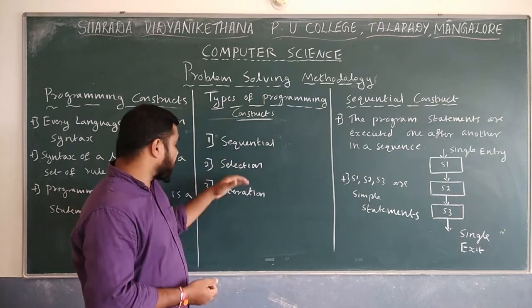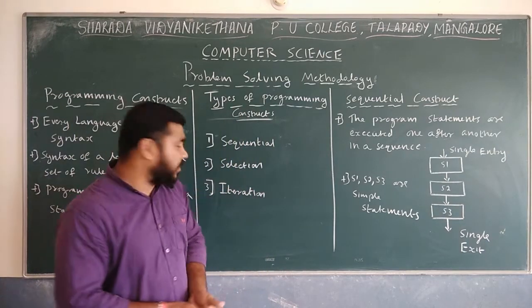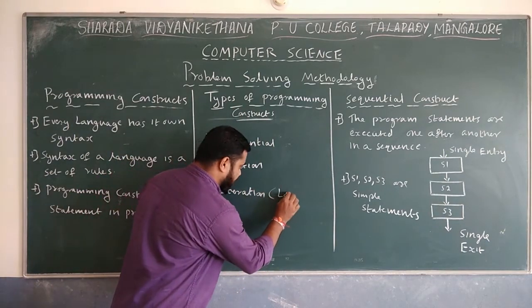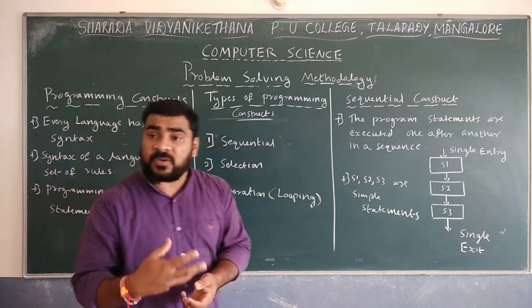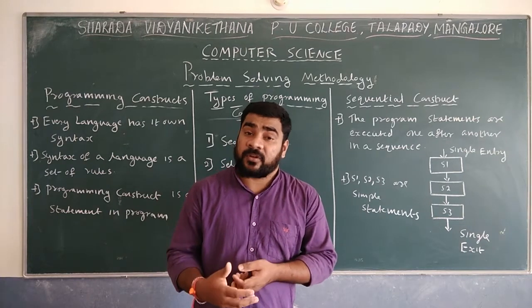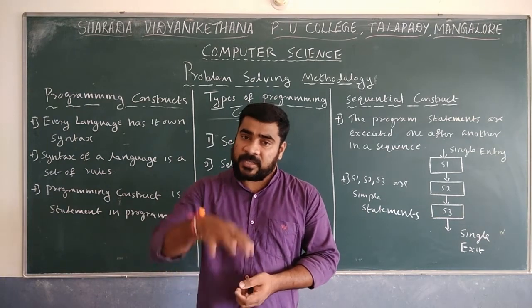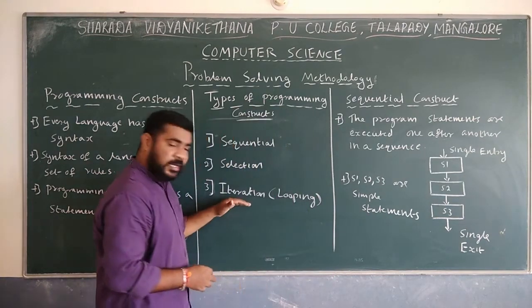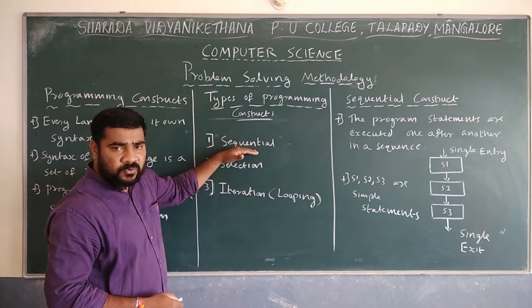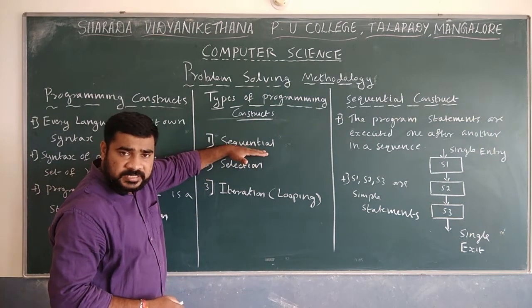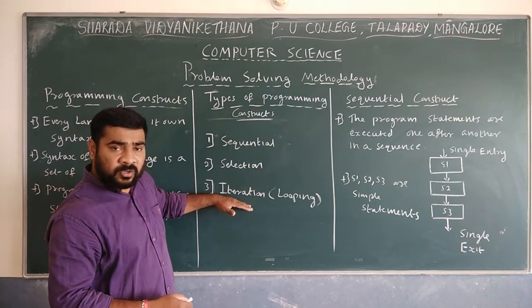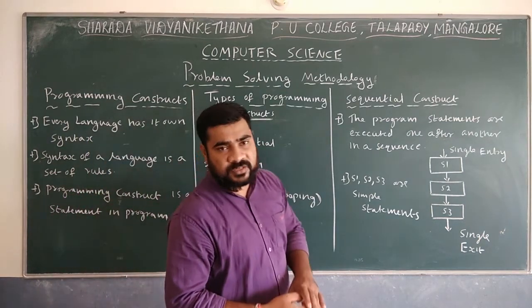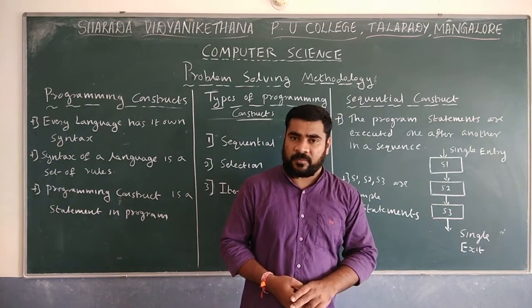That is selection statement. Iteration is also known as looping statements. It's possible to repeat the statements again and again. That is iteration. So mainly three types of programming constructs are available: sequential, selection, and iteration. So first we will move to the first type, sequential programming construct.